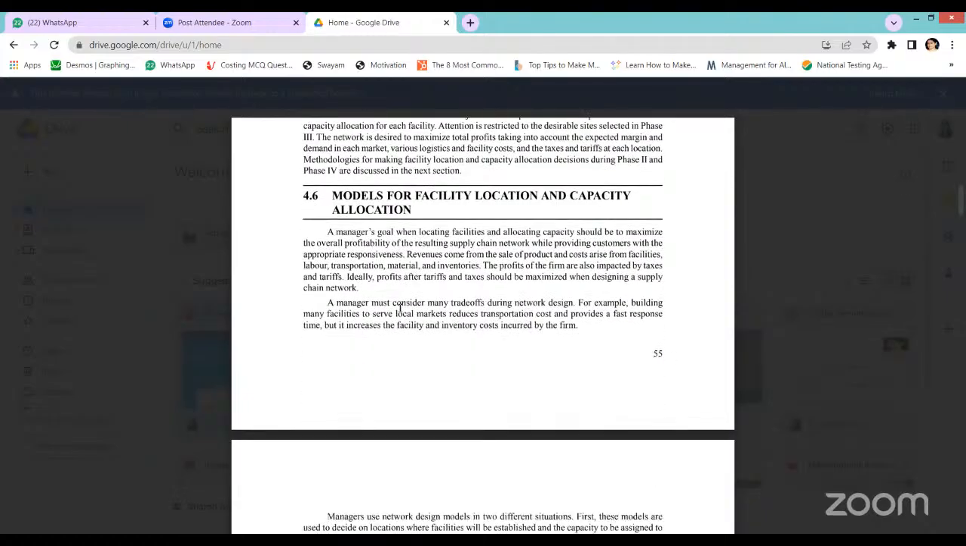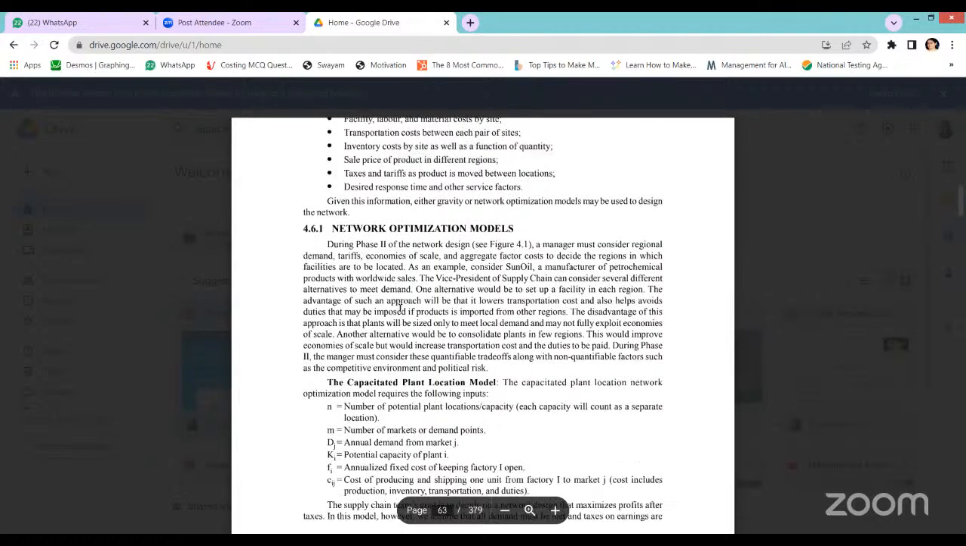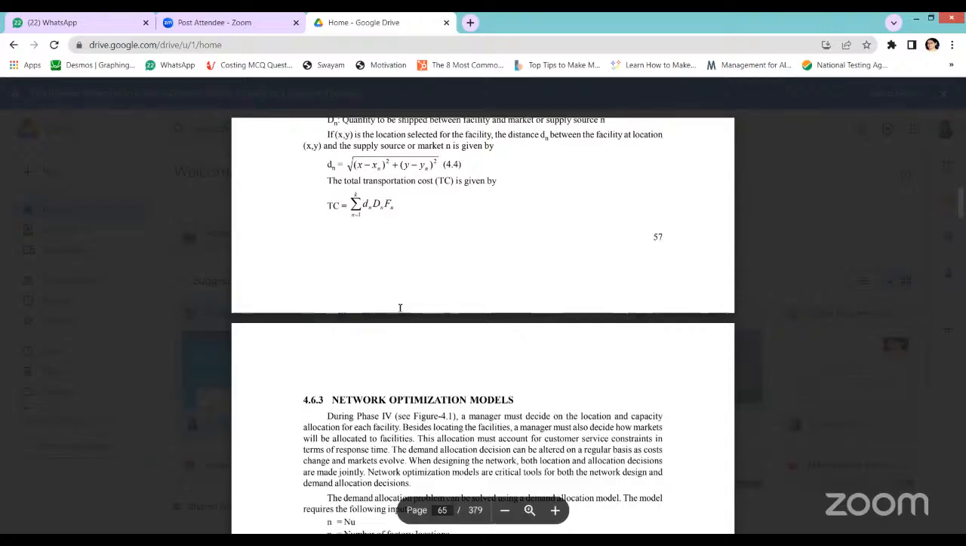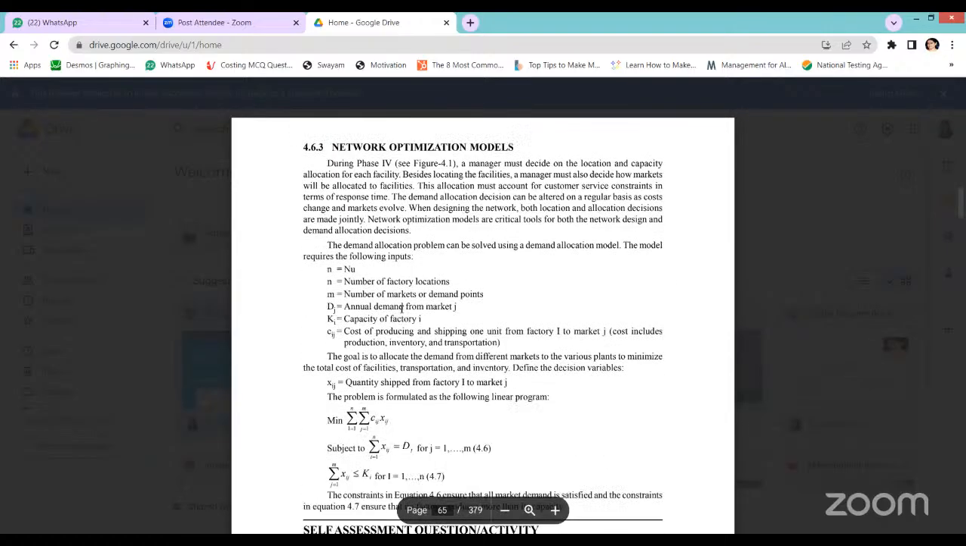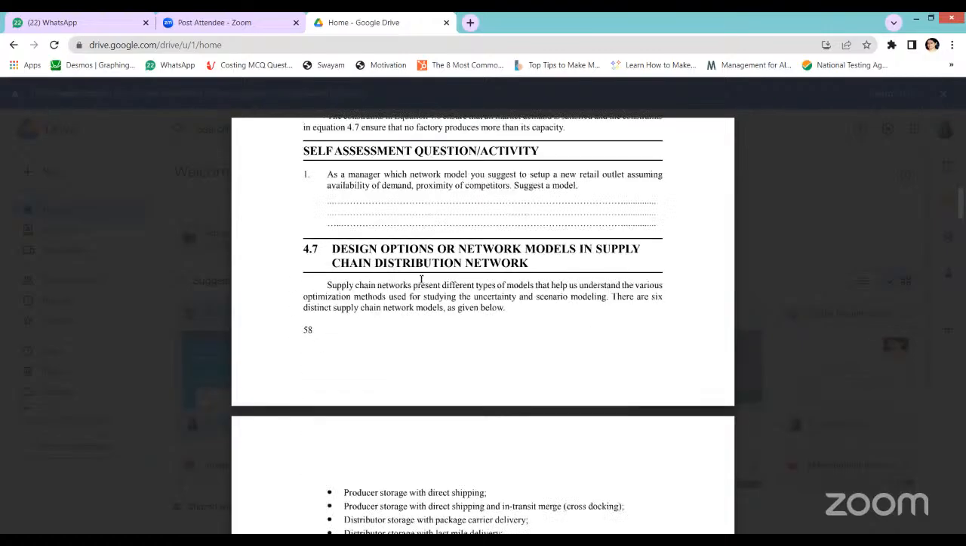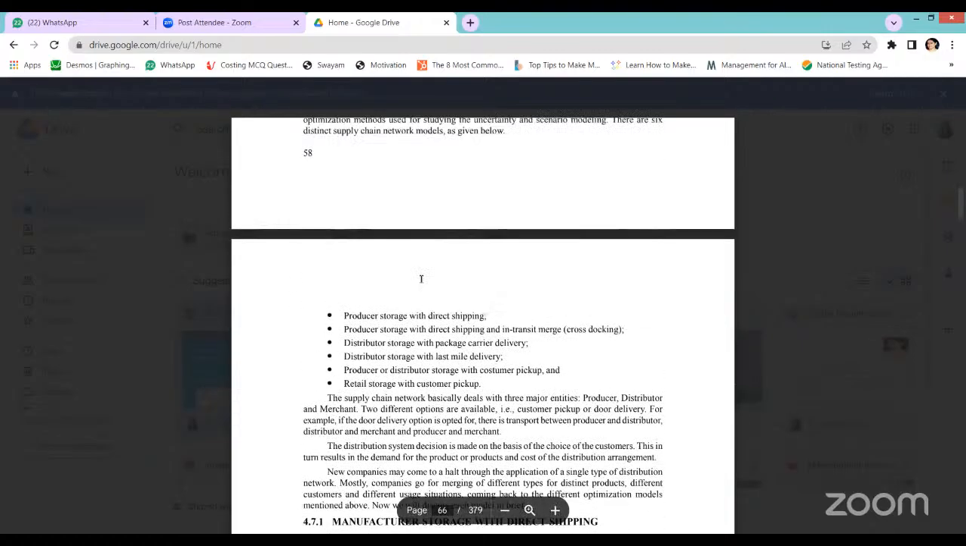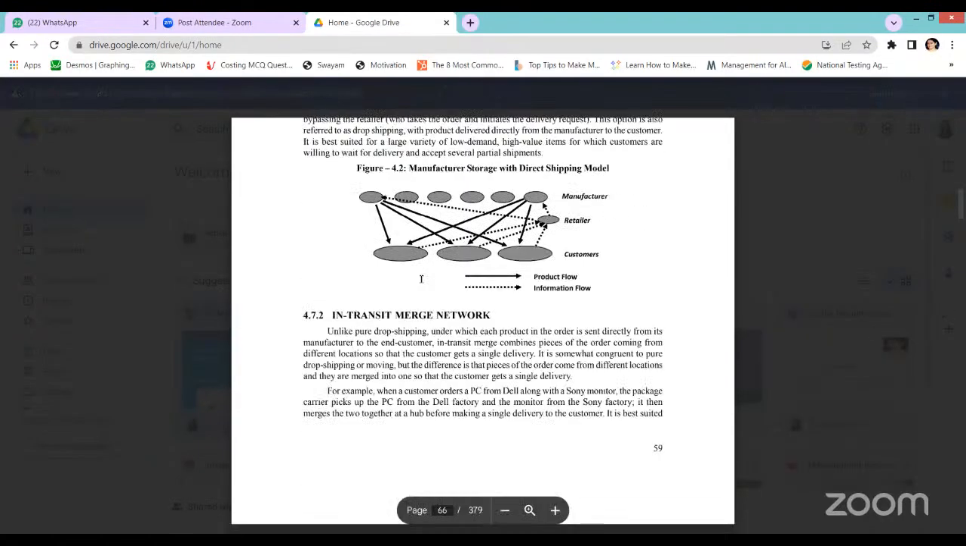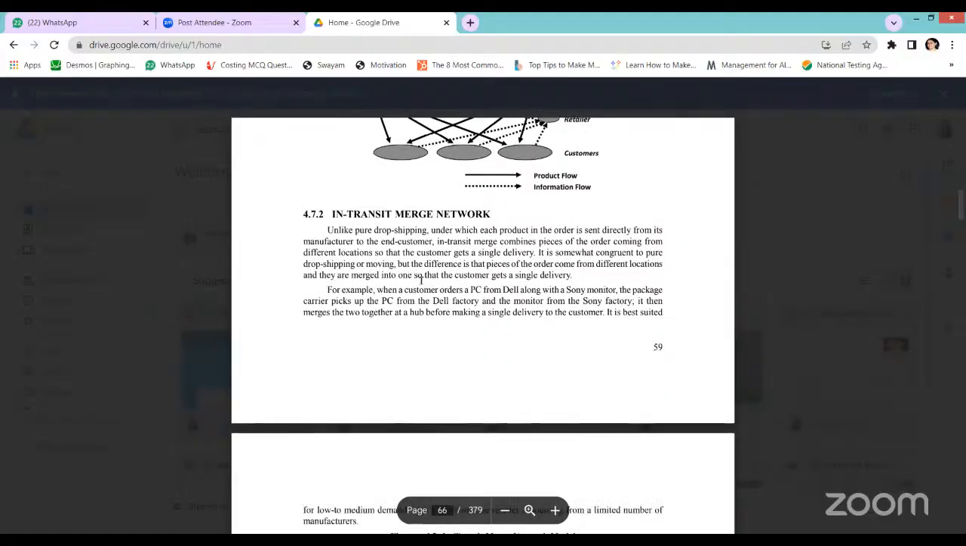Facility location, capacity allocation, network optimization models. This you need not expect. If it is given, it's simple. You need not write all these formulas and explanations. Simply mention what the model is about and what it considers. The next one is design options for network models and supply chain distribution, in-transit merge network.